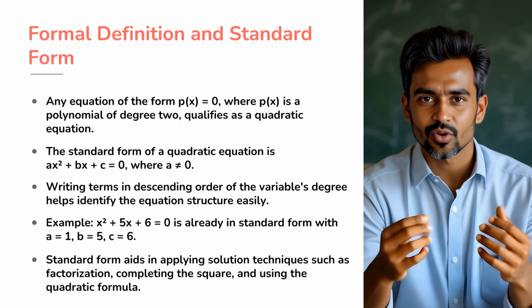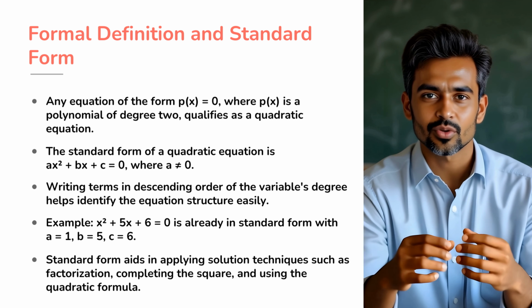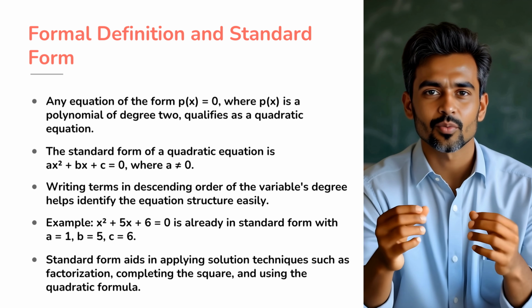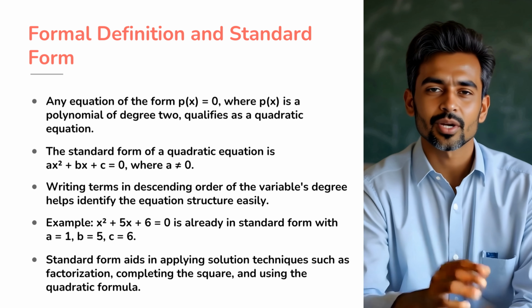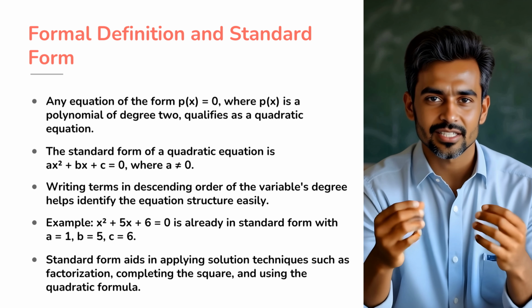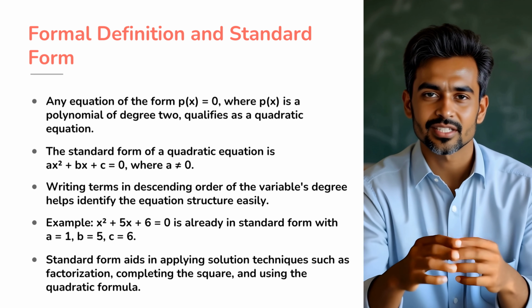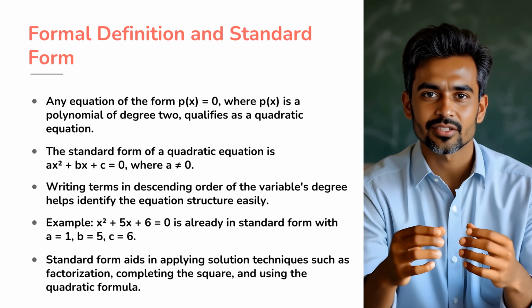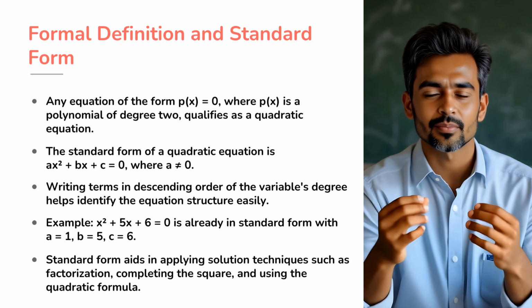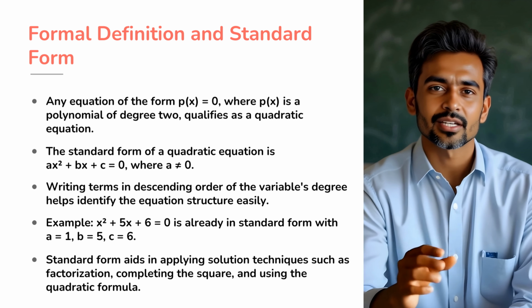Any equation of the form p(x) = 0, where p(x) is a polynomial of degree 2, is a quadratic equation. To make things easier to work with, we often express the equation in what we call the standard form, that is, ax² + bx + c = 0, where a is not equal to 0. For example, if we take x² + 5x + 6 = 0, it's already in standard form. We have a = 1, b = 5, and c = 6.